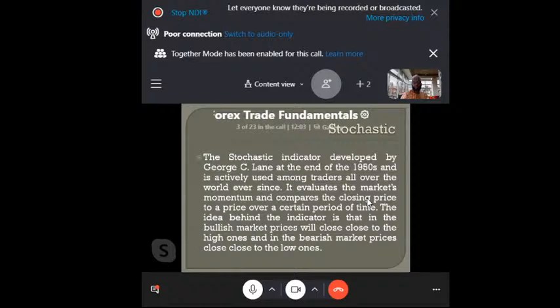It evaluates the market momentum and compares the closing price to a price over a certain period of time. The idea behind the indicator is that in the bullish market, price will close near the highs, and in the bearish market, price will close near the lows.